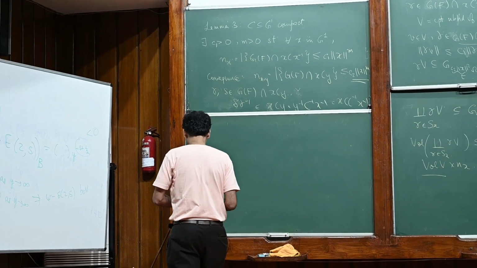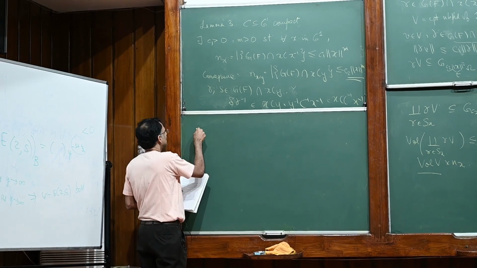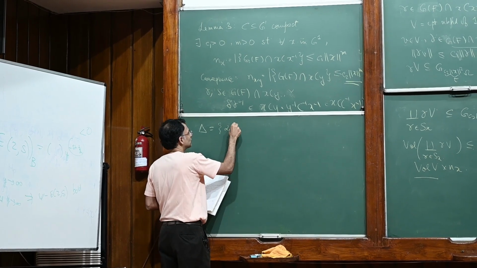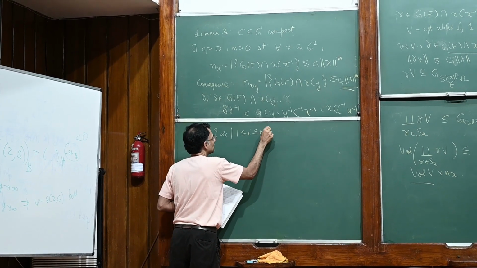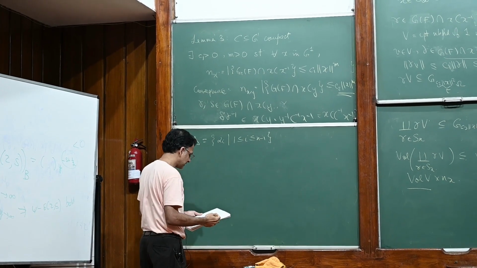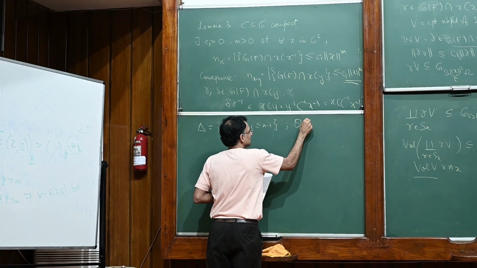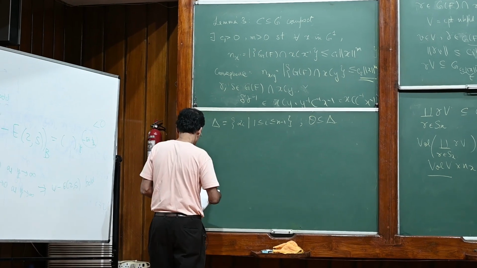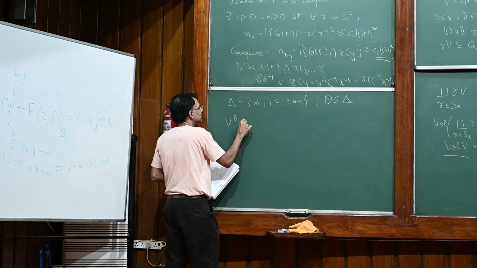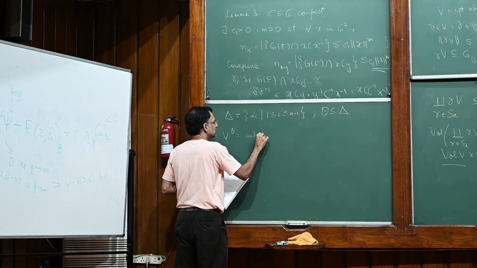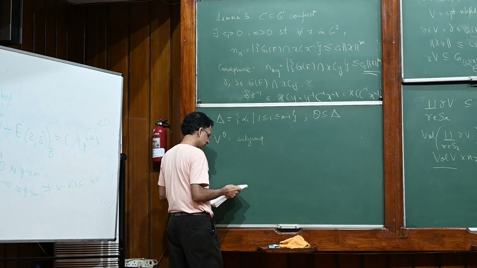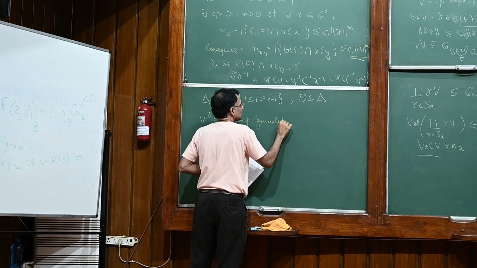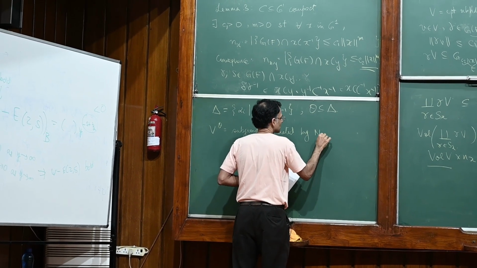So here's what we're going to do. Delta is going to be the set of simple roots, alpha i, 1 less than or equal to i less than or equal to l. Now we'll take a theta to be a subset of delta, and we let V theta be the subgroup generated by N alpha, the root space corresponding to alpha.